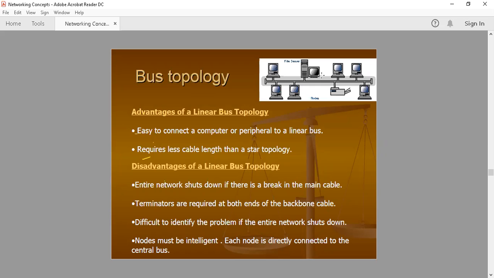Disadvantages of a linear bus topology: the entire network shuts down if there is a breakdown in the main cable. Terminators are required at both ends of the backbone cable. It is difficult to identify the problem if the entire network shuts down. Nodes must be intelligent. Each node is directly connected to the central bus, a single cable.